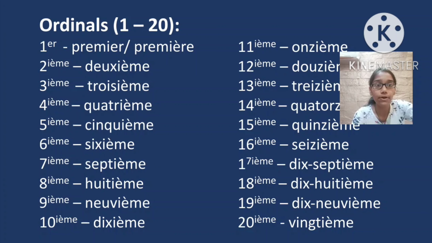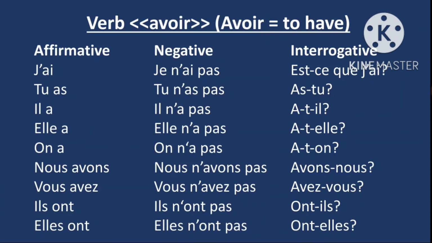So you have to learn at least ordinals from 1 to 20. They are super easy, okay? This is the conjugation of the verb avoir. Avoir is to have. The affirmative form is j'ai, tu as, il a, elle a, on a, nous avons, vous avez, ils ont, elles ont. Meaning, I have, you have, he has, she has, one has, we have, you have, they have, they have.